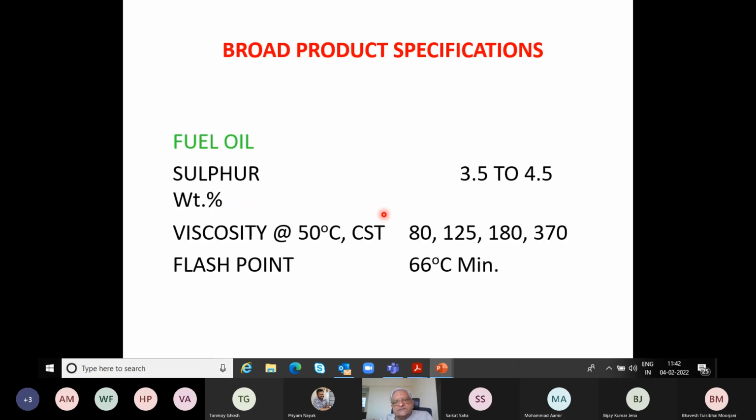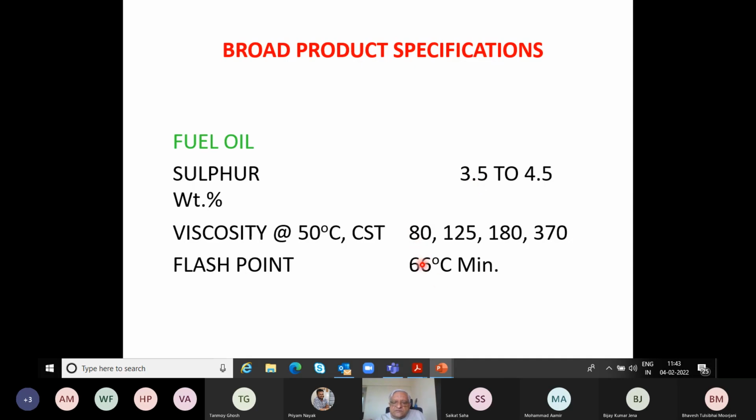The fuel oil, in many refineries, is made from the long residue or atmospheric residue. The sulfur specification used to be 3.4 to 4.5%. In the last 1 year, there has been an intensive debate, and slowly the sulfur content of the fuel oil has been reduced down to 1% in order to put less sulfur dioxide into the atmosphere.